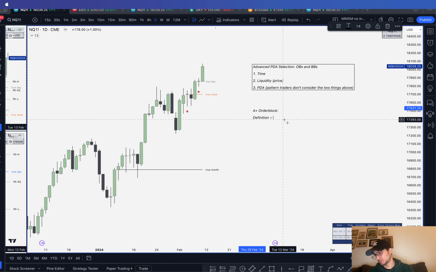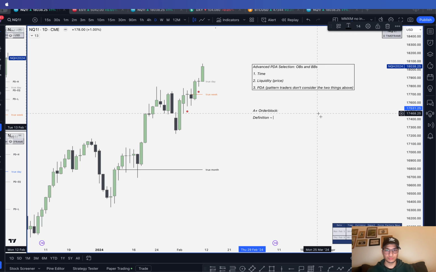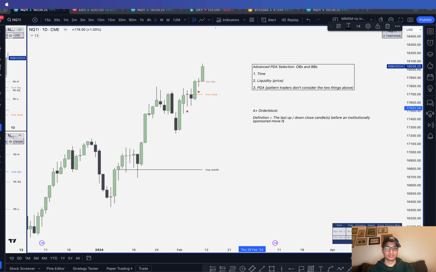I think it's just a large block of orders, right? Is that basically what it is? Yeah. What does it look like on a chart? If it's a bullish one, it's a down close candle. If it's bearish, it's an up close candle. So it's the last up or down close candle or candles before an institutionally sponsored move higher or lower. Now, what does institutionally sponsored mean? I use that word very, very non-sparingly. So let's talk about that. It's a deliberate choice in using that word.